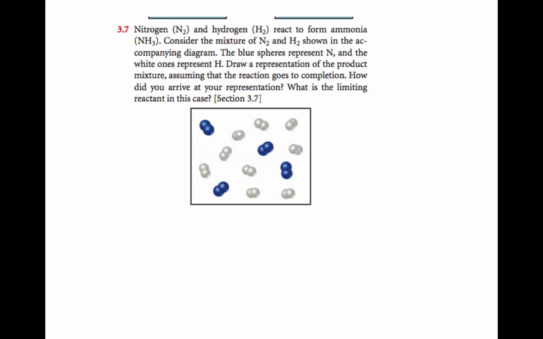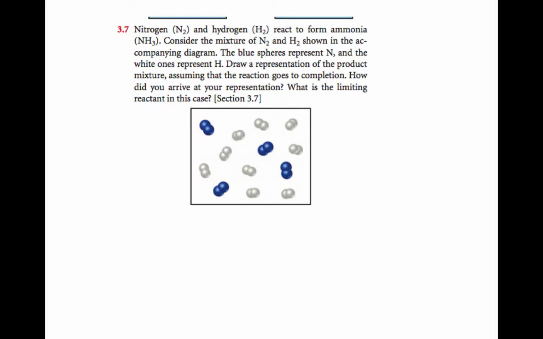Number 7 wasn't originally part of my video problem set for chapter 3, but it was requested in class, and after going over it in class, I realized what a good problem it is. So nitrogen, N2, and hydrogen, H2, react to form ammonia, NH3.